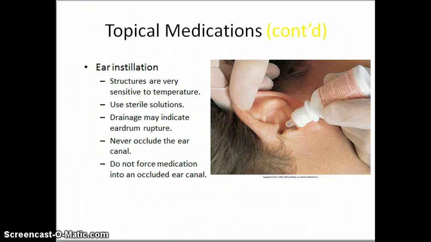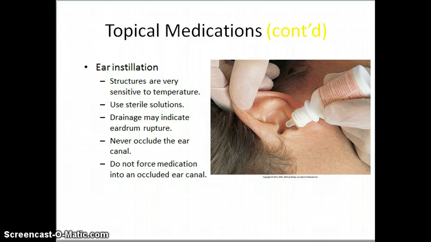Our ear installation, ears are very sensitive to temperature, so we would want to make sure that the eardrops are at room temperature to prevent vertigo, any dizziness or nausea for that patient. The outer structure of the ear is not sterile, but anything put in the ear would have to be a sterile solution in case that eardrum is ruptured.